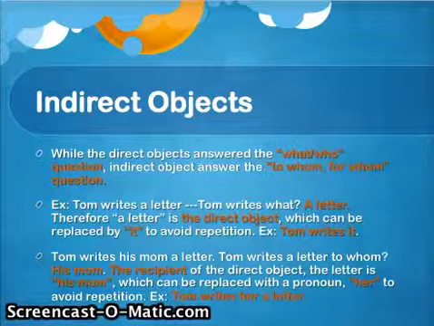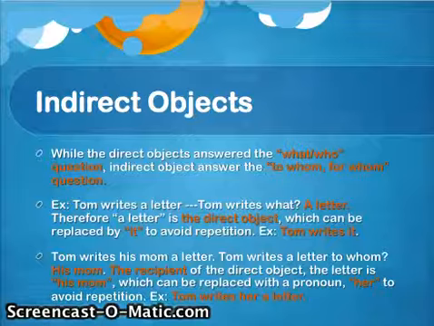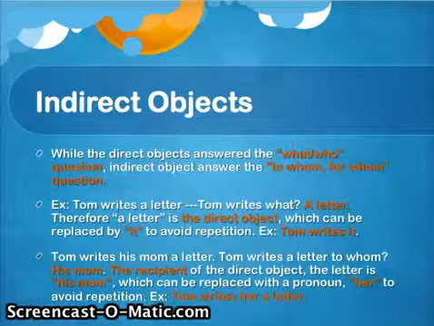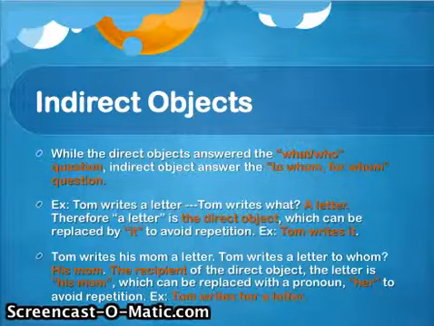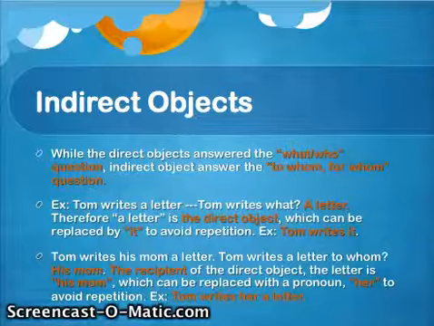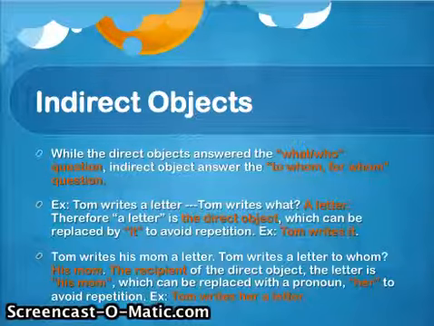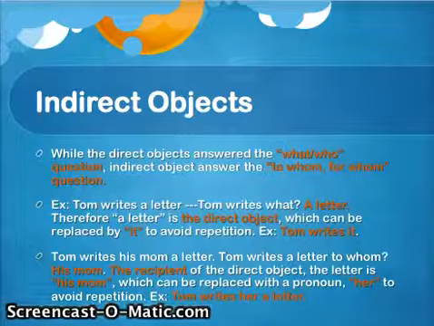For example, Tom writes his mom a letter. Tom writes a letter to whom? That will be a question. To whom is he writing the letter, or for whom is this letter? And the answer is his mom. Okay? The recipient of the direct object, the recipient of the letter, is his mom, which can be replaced by a pronoun to avoid repetition. So you can replace his mom by her. So you can rephrase your sentence by saying, Tom writes her a letter.